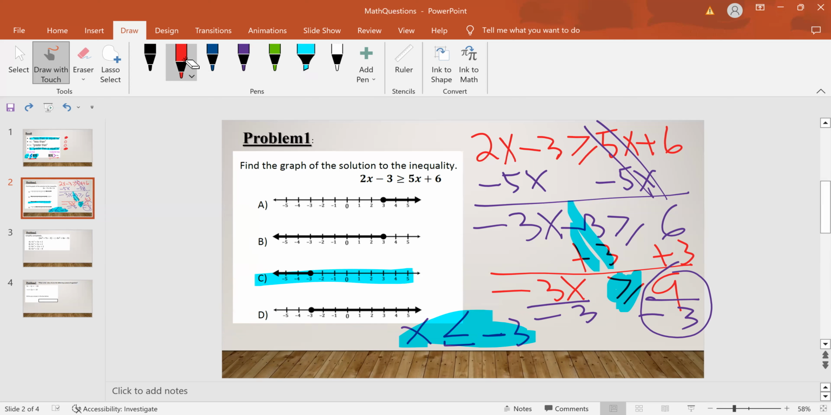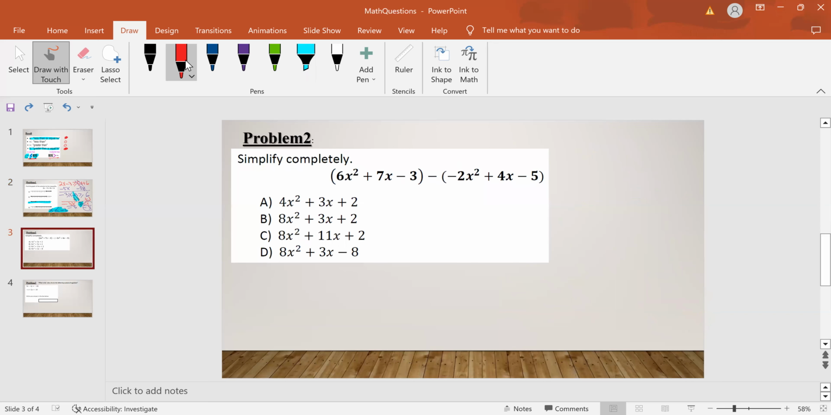Okay, let's see the next problem. So this is a polynomial, right? And we want to do subtraction between these two polynomials. They say simplify completely. They can also say, okay, subtract this minus this. They can also use that.